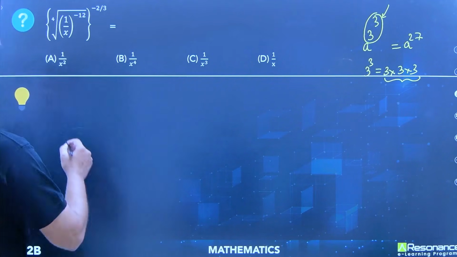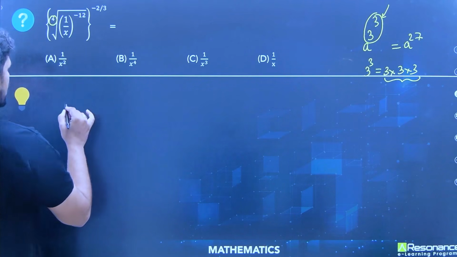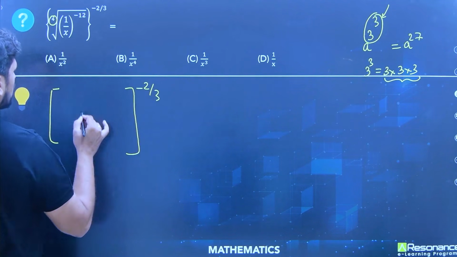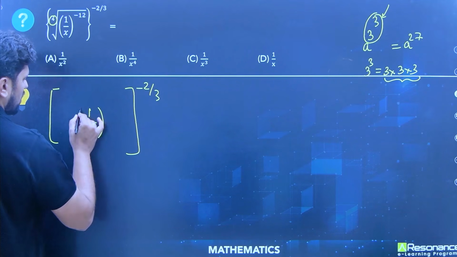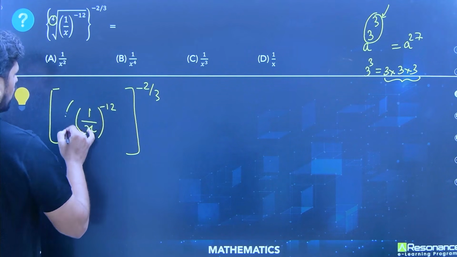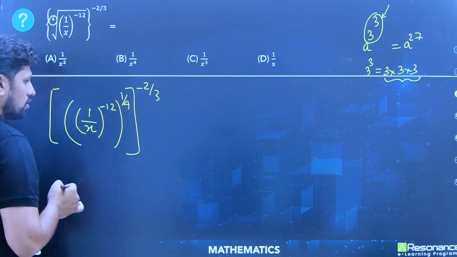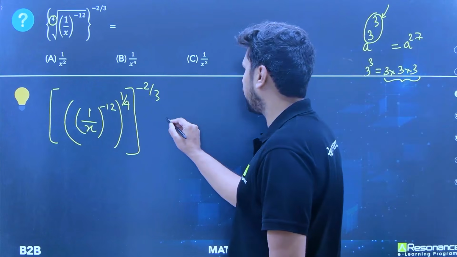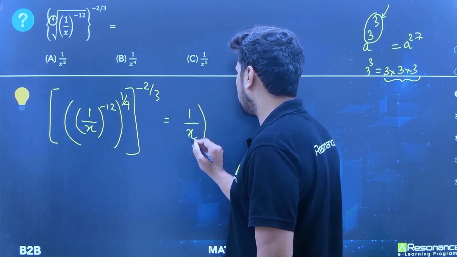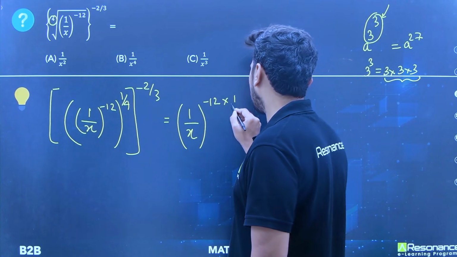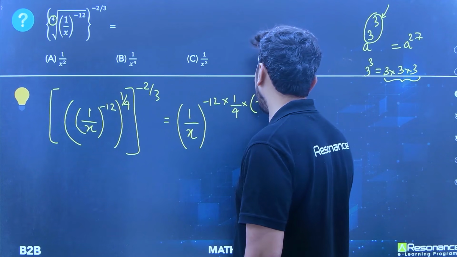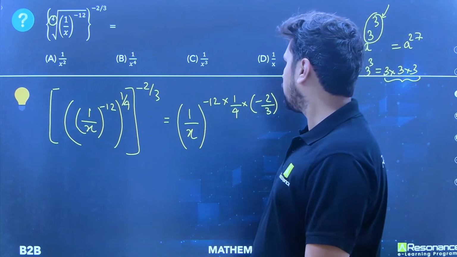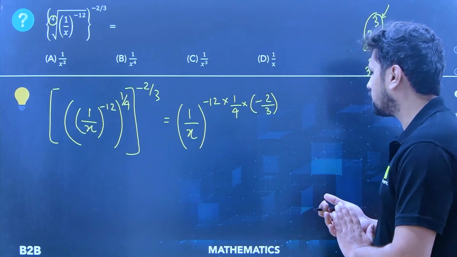Okay, let's do this. Now this is written as fourth root. Okay, so let's start from inside only. So the whole power is minus 2 by 3. Then 1 by x to the power minus 12 and whole to the power 1 by 4. Now all the powers are in brackets, so all the powers will get multiplied. So it is 1 by x to the power minus 12 into 1 by 4 into minus 2 by 3.